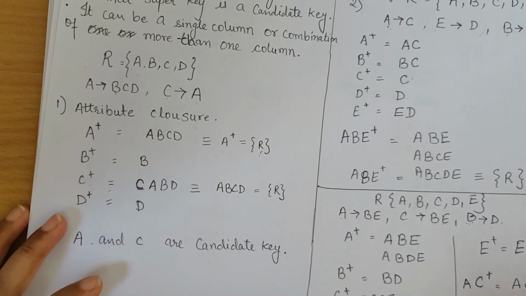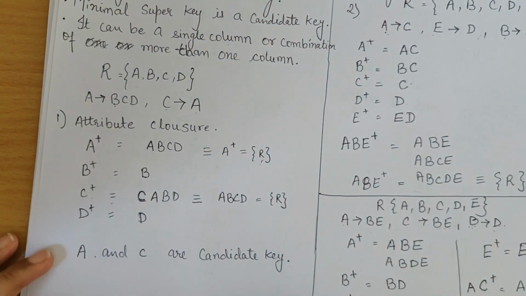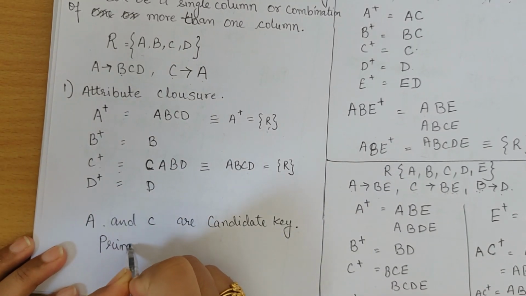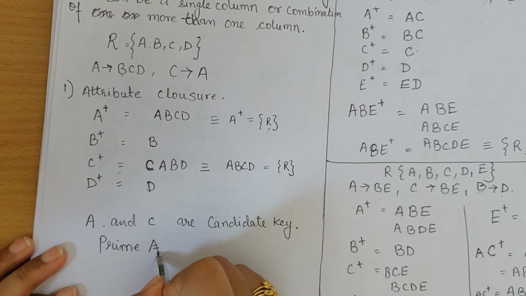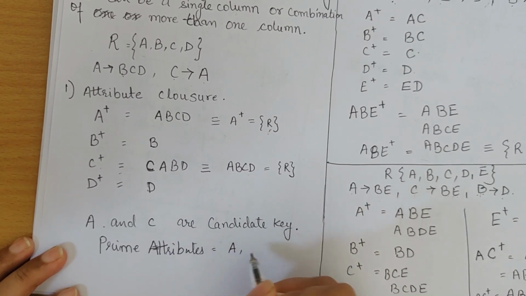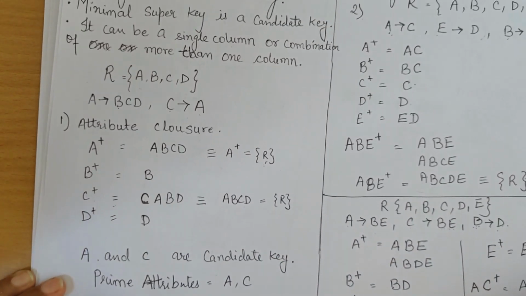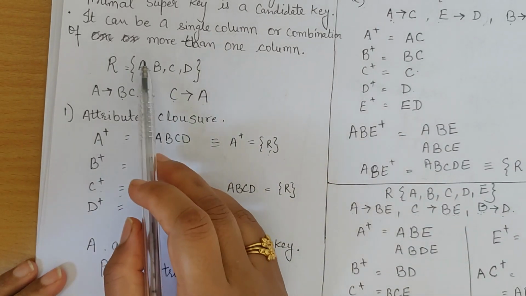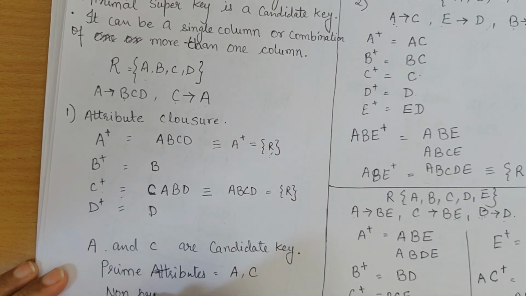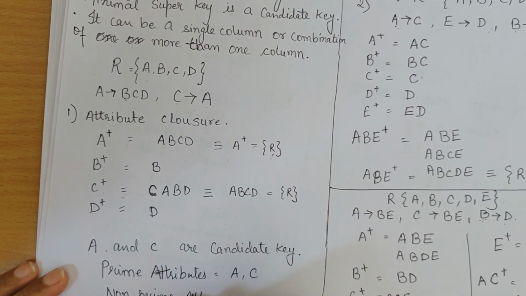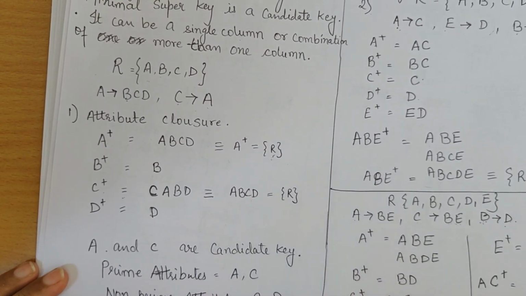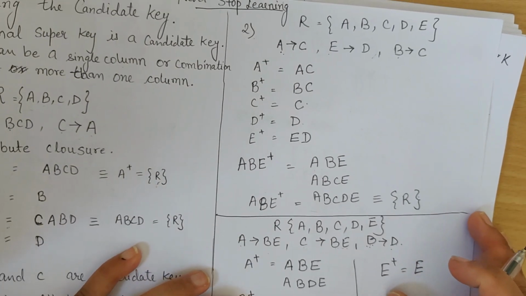Let's check for further questions also. The first question which we have solved. Here, what is the key? A and C are the key. So prime attributes, which are part of the key, will be A and C. And non-prime attributes for this question, out of A and C, B and D are left out. So non-prime attributes will be B and D, right?